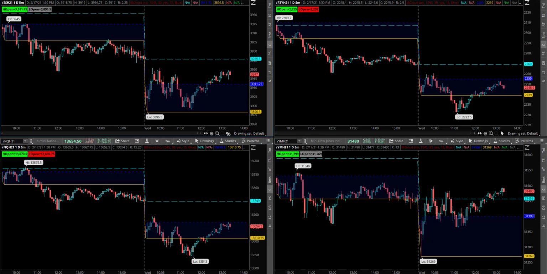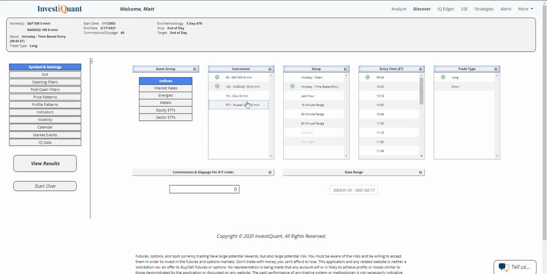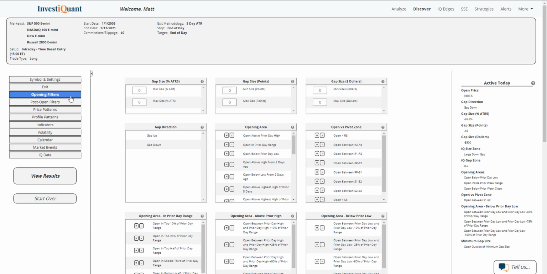So what I want to do this afternoon is take a look at that price action as we approach the close of the market session today. Let me go ahead and hop into Discover and load all four instruments for this study. The setup is based upon entering the market long at 3 p.m. Eastern Time. The exit is set to 4:15 p.m. Eastern Time. Now I'm going to build out this price action pattern by going into the opening filters, and I'm going to say that the open of today was below the prior session low.